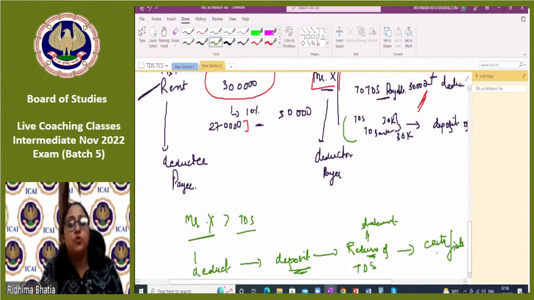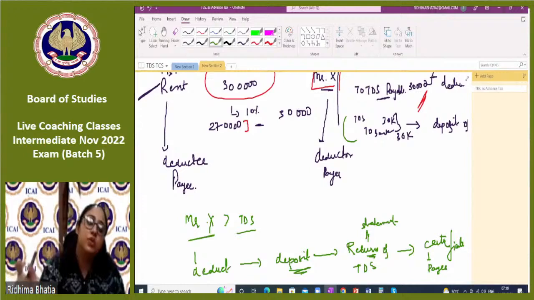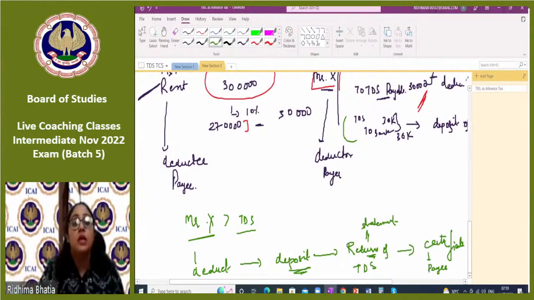Then he issues you a certificate. To whom? To the payee. That, okay, I have deducted so and so much TDS for so and so quarter, and this is your insurance that this is the TDS deducted.